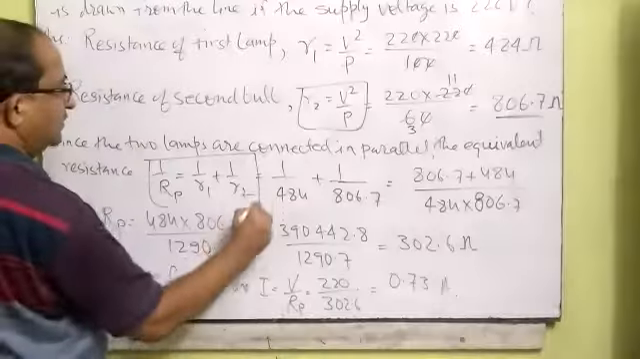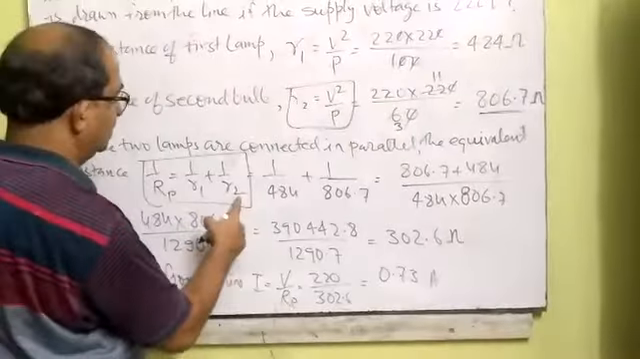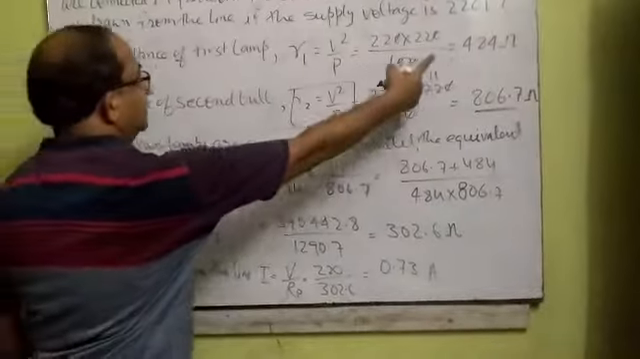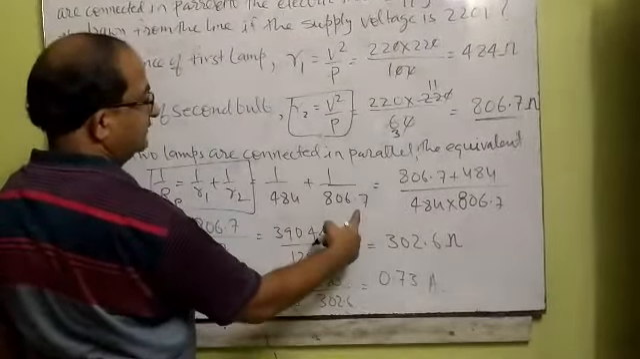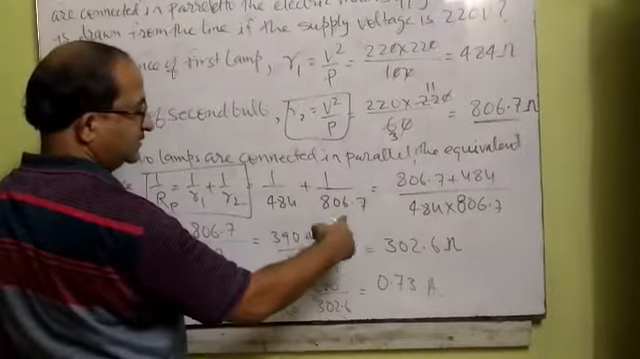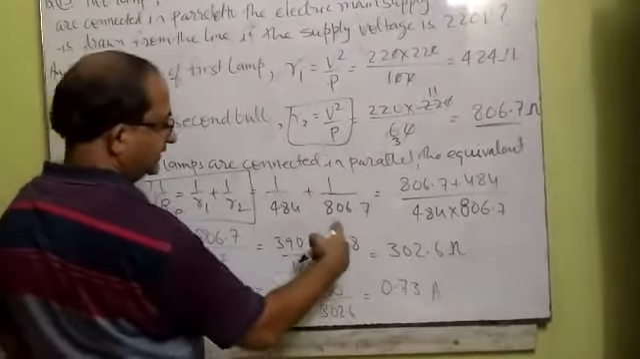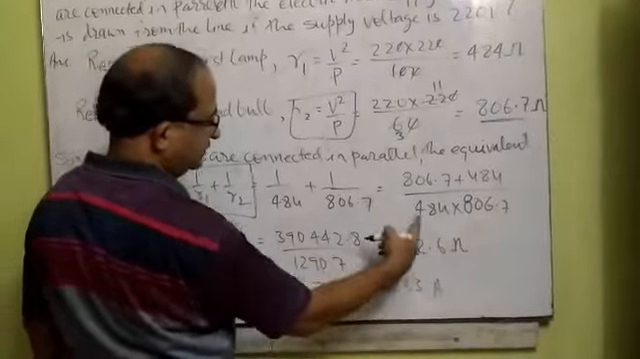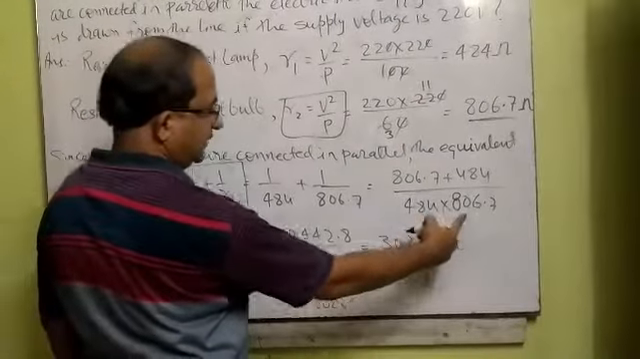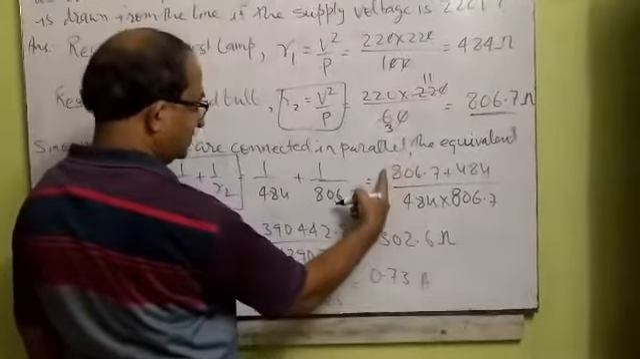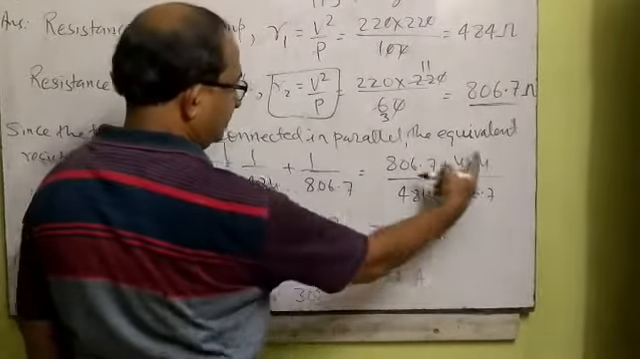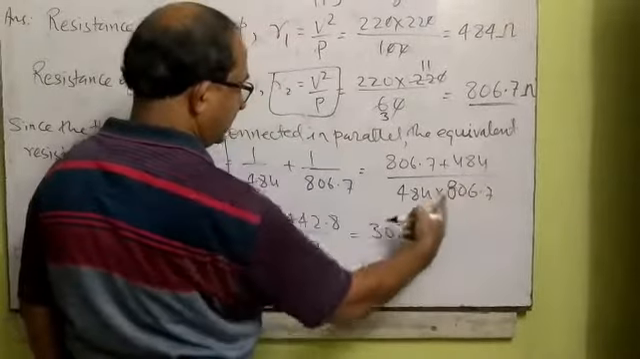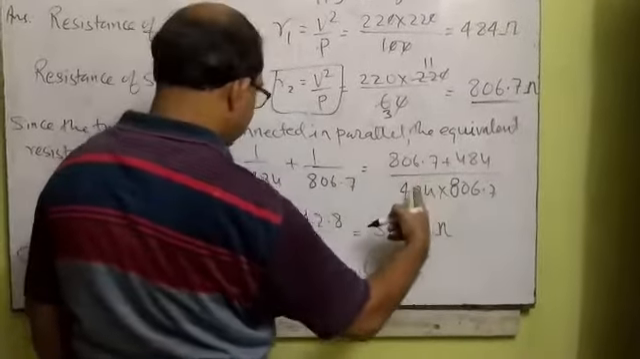Since the two lamps are connected in parallel, their equivalent resistance can be found by Rp. 1 upon Rp is equal to 1 upon R1 plus 1 upon R2, where the value of R1 is 484 and the value of R2 is 806.7. So we shall add in the reciprocal form. We take the LCM of 484 and 806, it is 484 into 806. Now this 806 will come in the numerator of the first, and the other 484 will come in the numerator of the second one. Now we have to add both of them.